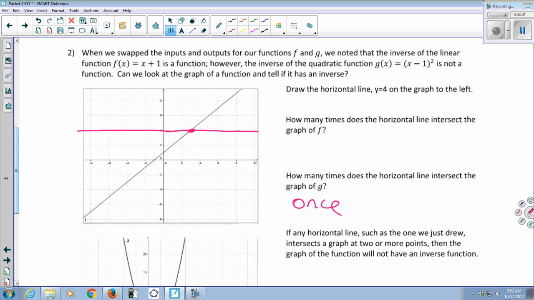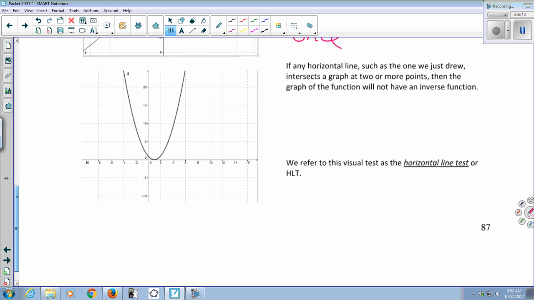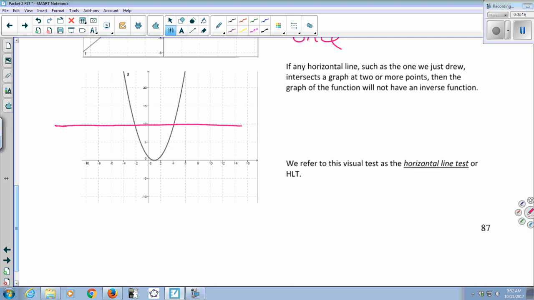If any horizontal line, such as the one we just drew, intersects a graph at 2 or more points, then the graph of the function will not have an inverse function. We refer to this visual test as the horizontal line test. So I could do another one down here, see that this intersects in 2 points, and we say that g does not have an inverse function. g is not 1 to 1.